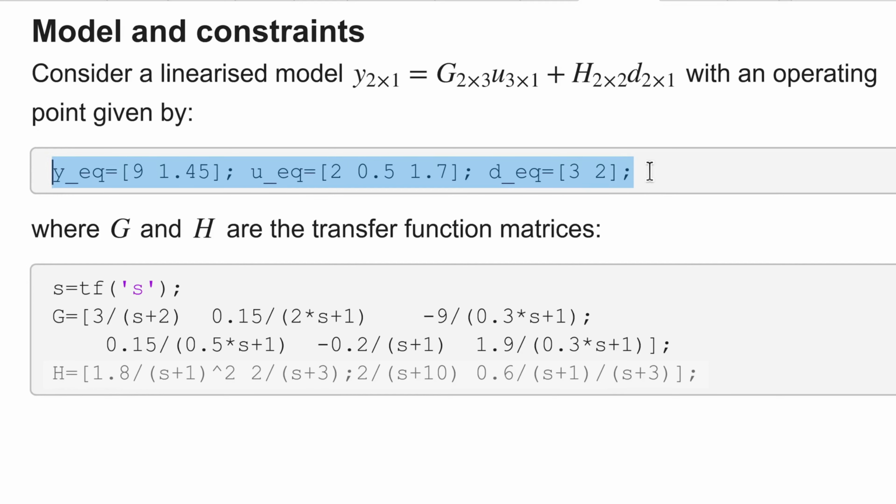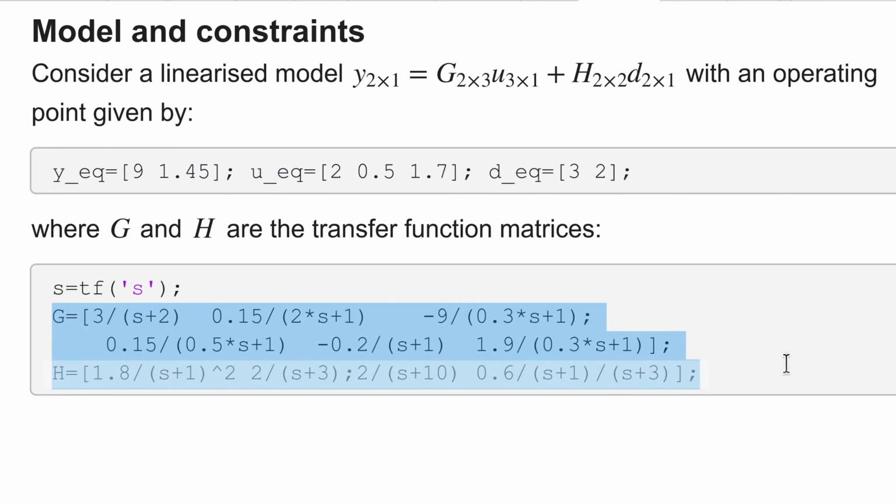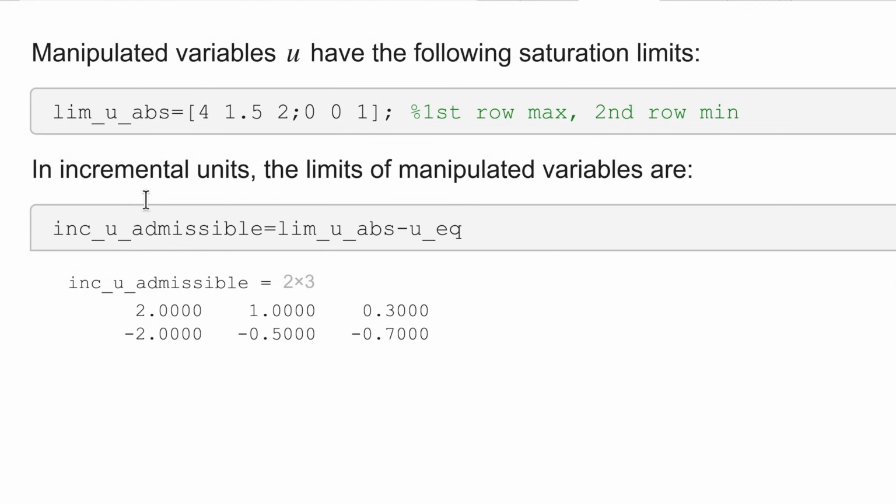We will assume that this model is a linearization or identification or whatever around this operating point of y, u, and d, and transfer function matrices will be this G and H, but dynamics will be only considered in later videos because for the moment we will just consider the DC gain of G. Our goal will be achieving a given task without saturating our manipulated variables.